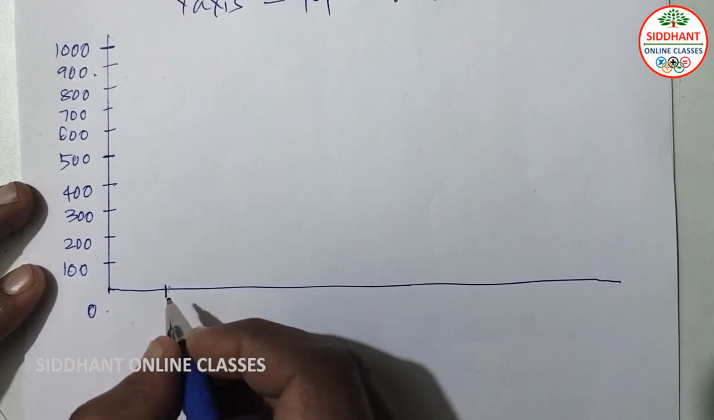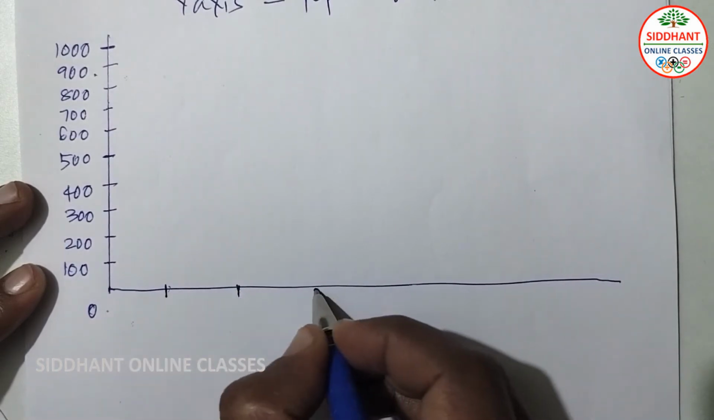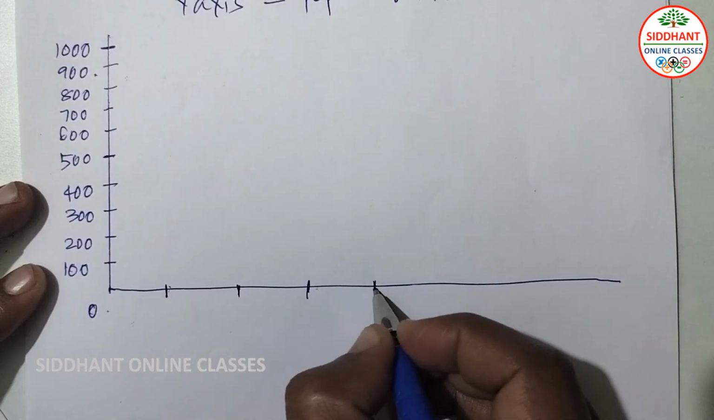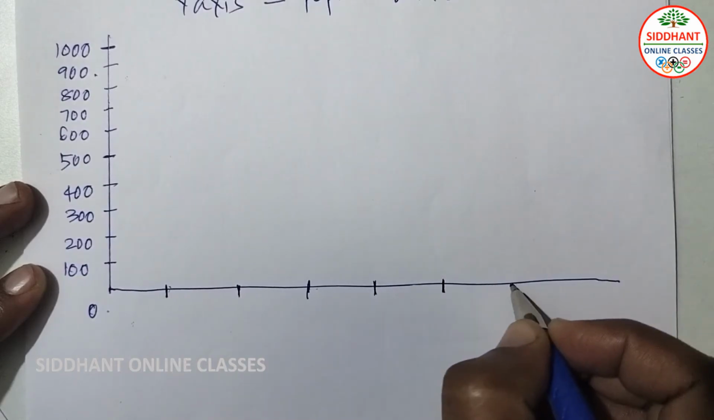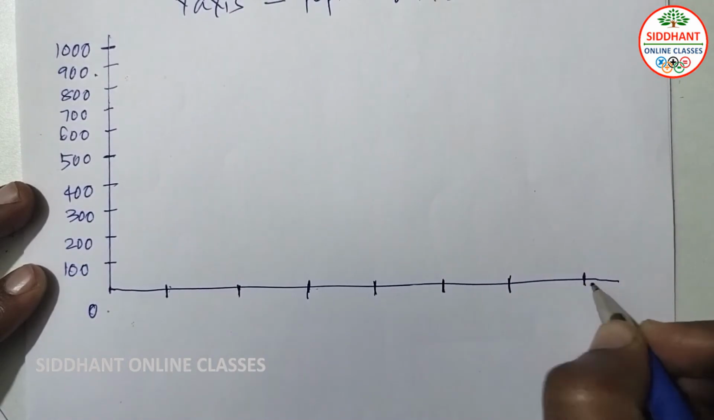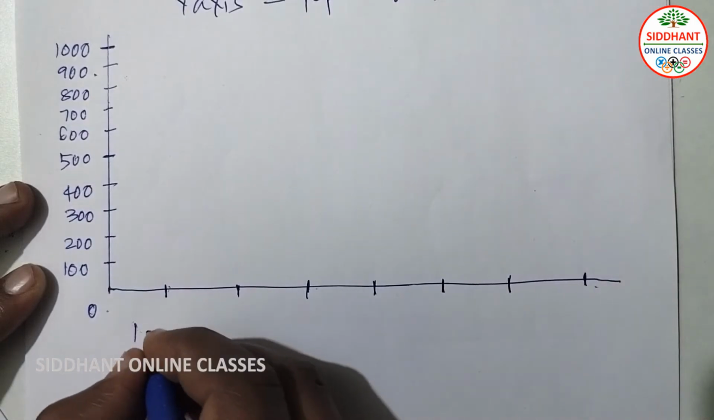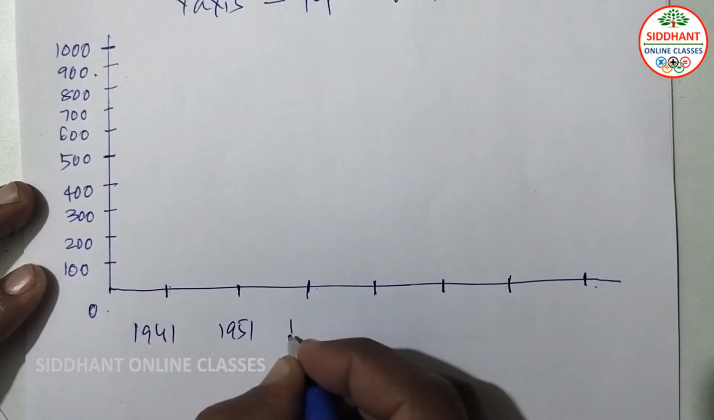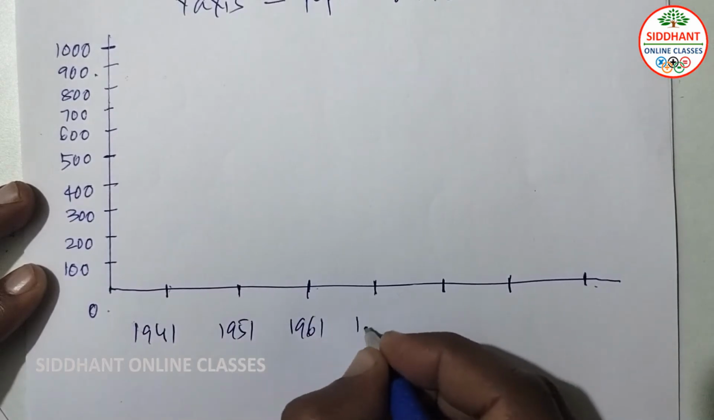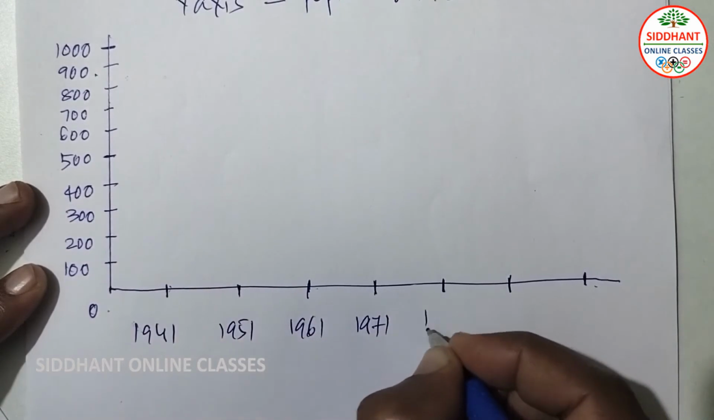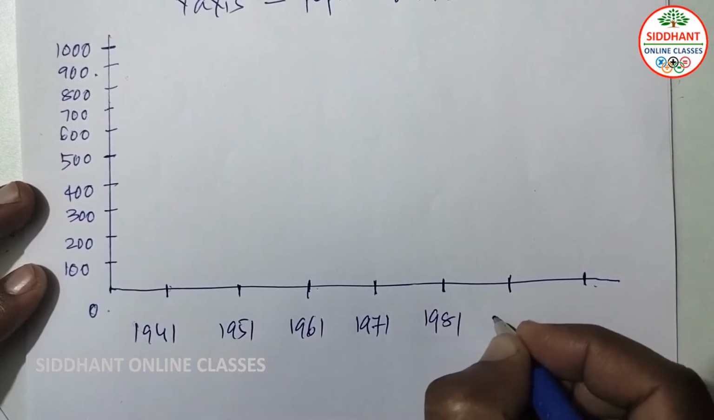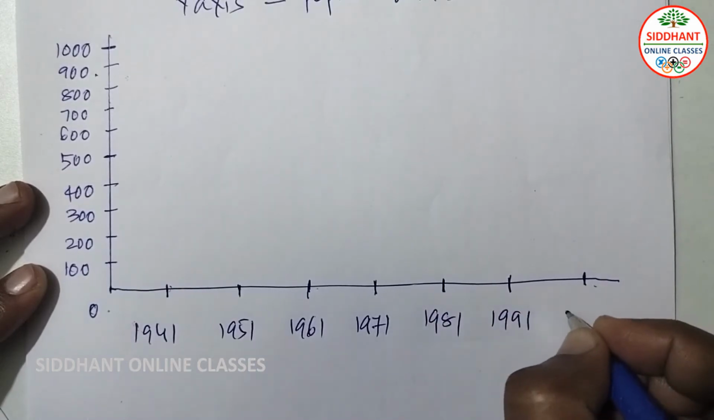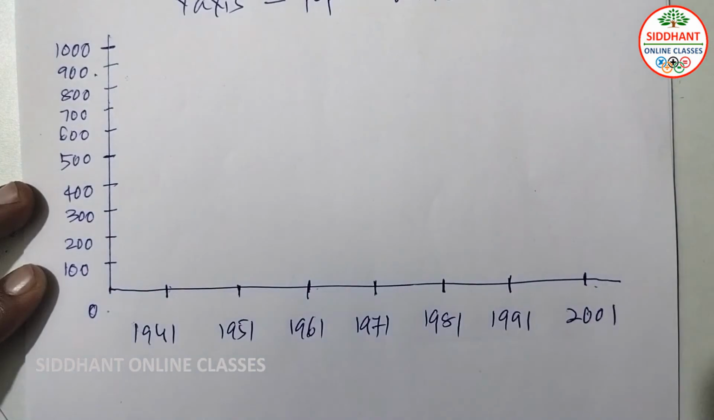So here we are going to take the observation years, that is 7 observations. 1, 2, 3, 4, 5, 6, 7. That means here 1941, 1951, 1961, 1971, 1981, 1991, and 2001 we are going to take.